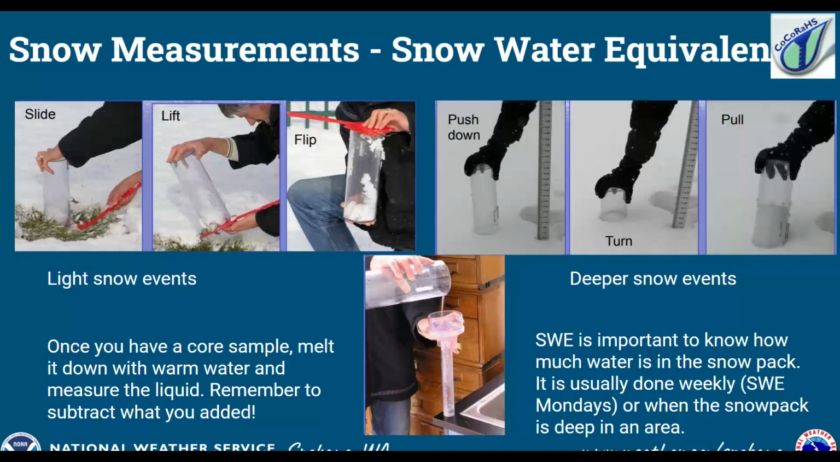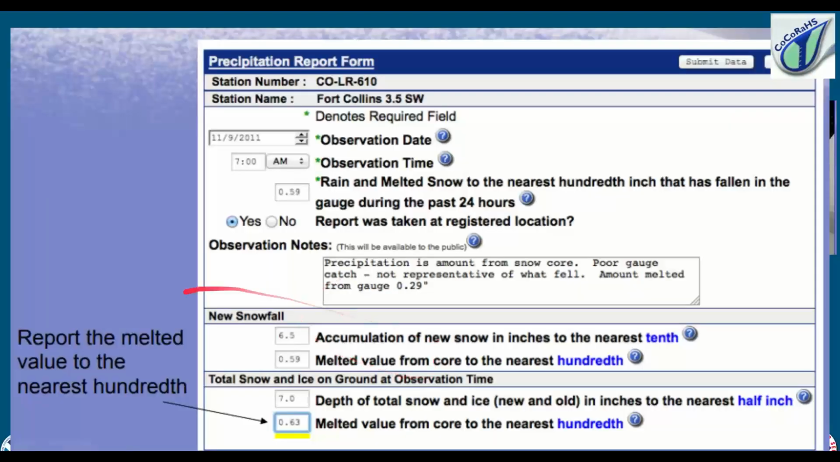So that's why we usually look for those maybe once a week, ideally on Monday. And if there's a large snowpack across our region, we'll probably send out some emails reminding you that, hey, we're kind of curious on this. Can you give us that extra measurement? And that would be great. And that value goes on the CoCoRaHS report under the total snow, under the melted value from the core right here. So it is different than the new snowfall amount.